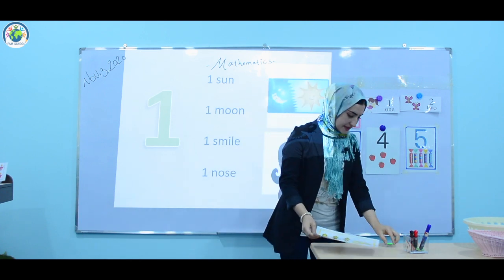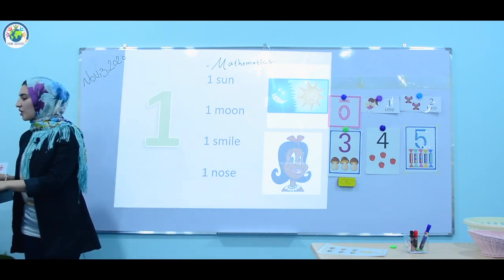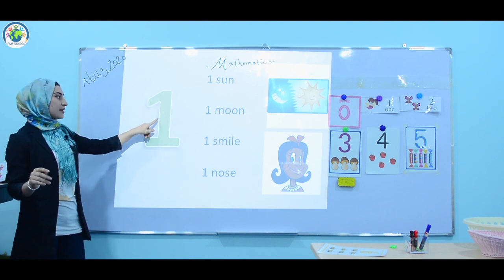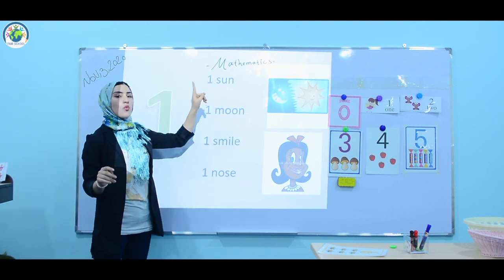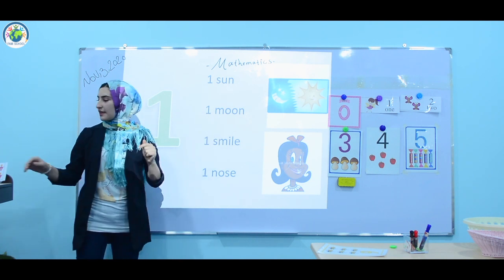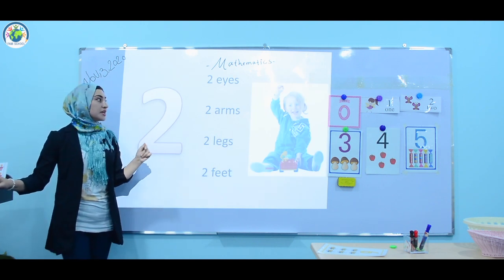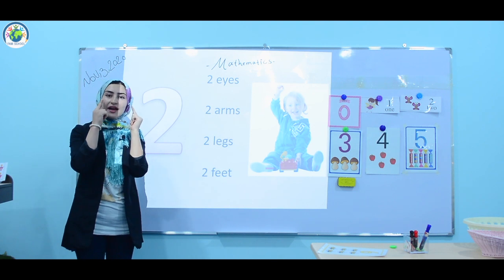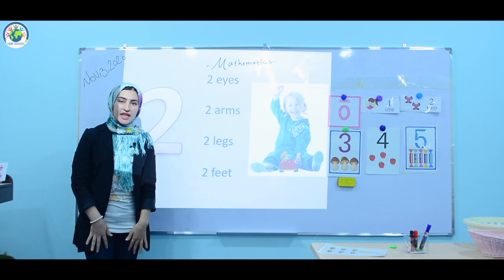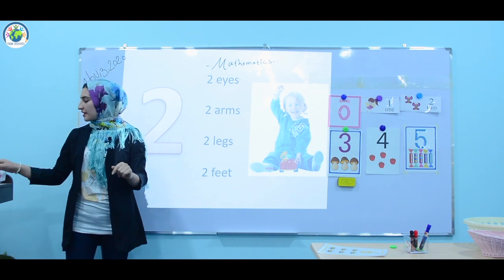And now let's take a look at the data show. Look, this is number 1. We studied it in previous classes. I told you that we have one sun, one moon, one nose, one mouth. After number 1, we have number 2. We have 2 eyes. 1, 2. 2 arms. 1, 2. 2 legs. 1, 2. And 2 feet.